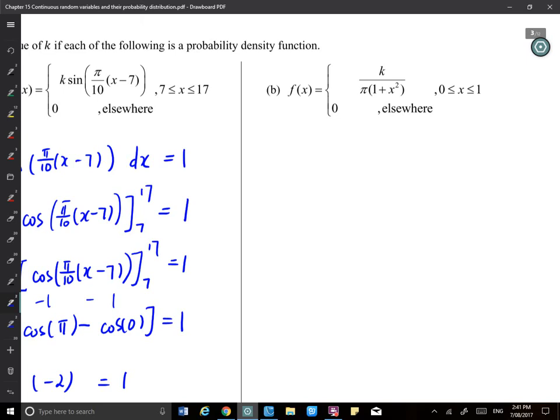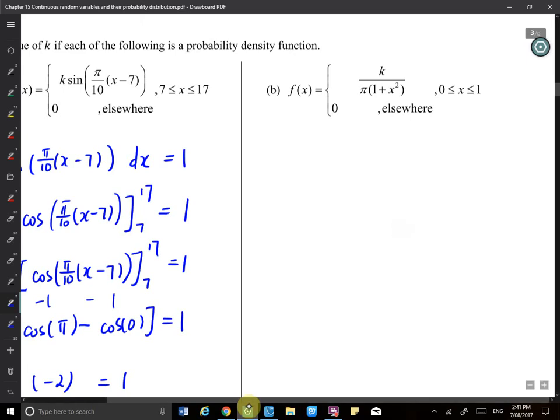Okay, for B, I have this graph. What I will have is k over pi, integral 1 over 1 plus x squared dx from 0 to 1 equals to 1. Okay, this will become a CAS question.